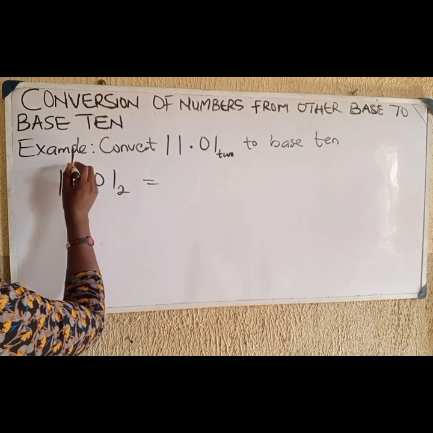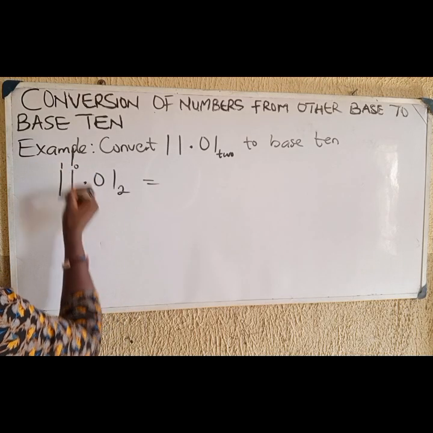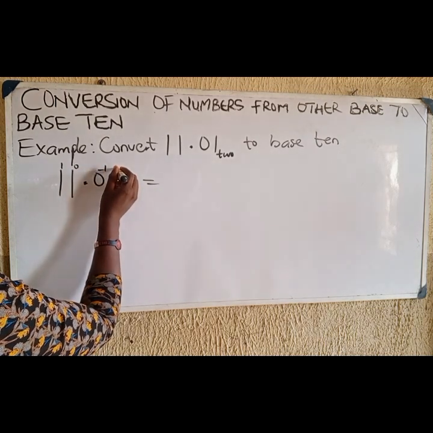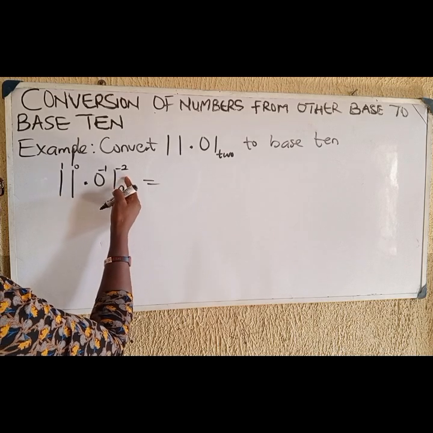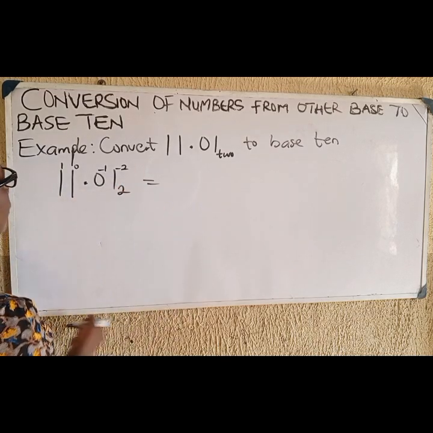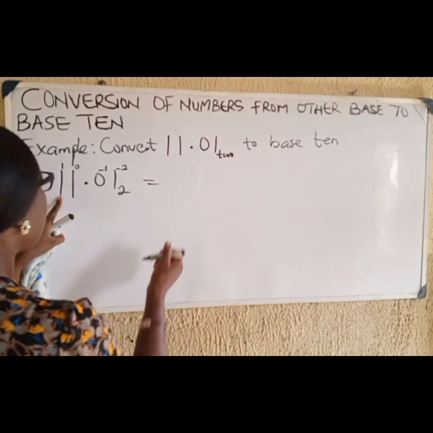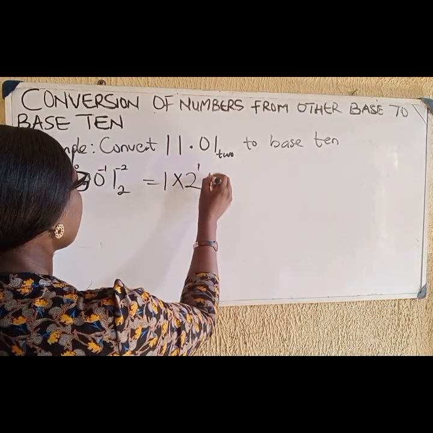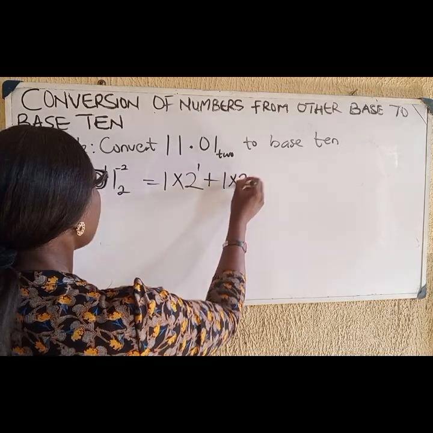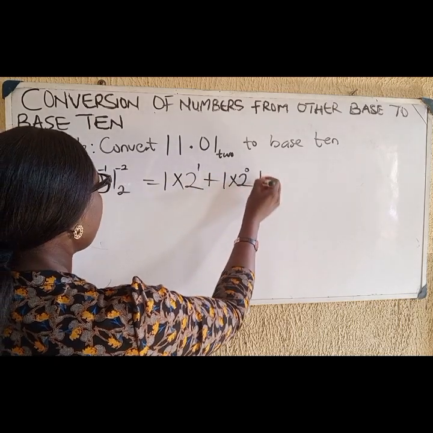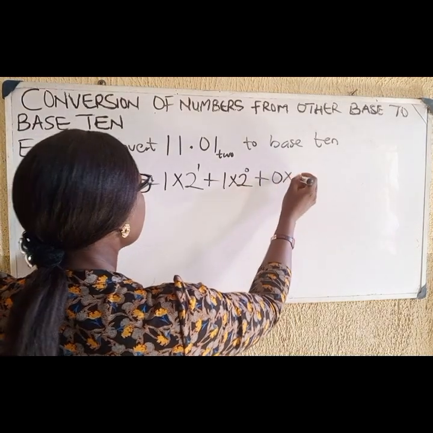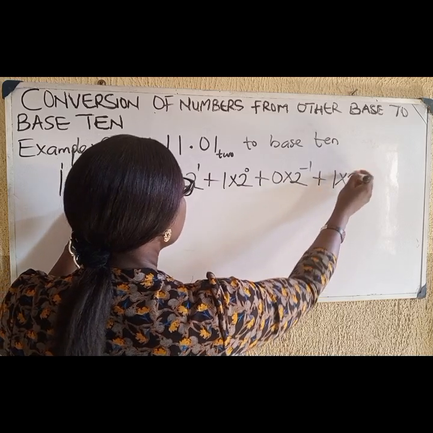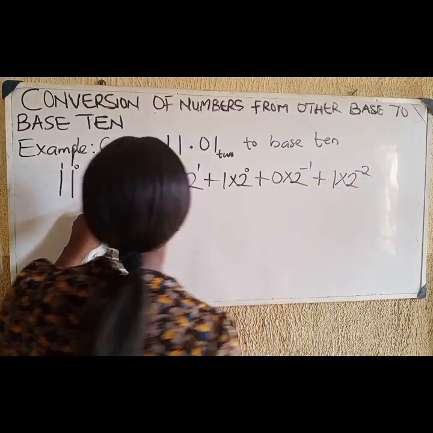So that whole number part, I'll label it 0, 1. Then after the decimal point, the next number will be minus 1, followed by minus 2. If there's another number here, I'll label it minus 3. Then I'll multiply, starting from this place. I'll say 1 times the base 2 raised to power 1, plus 1 times the base raised to power 0, plus 0 times the base raised to power minus 1, plus 1 times the base raised to power minus 2.